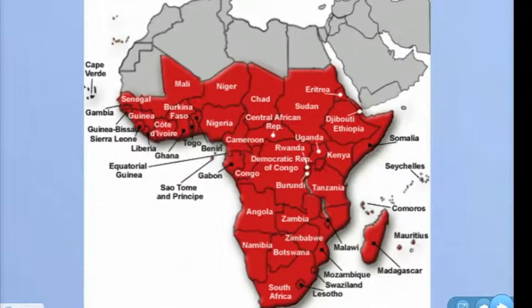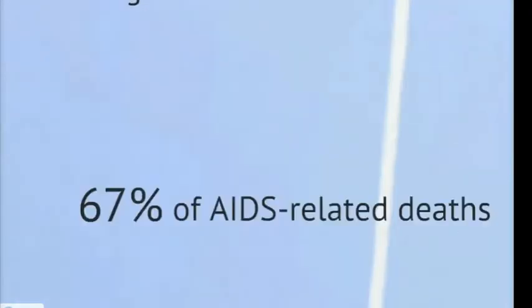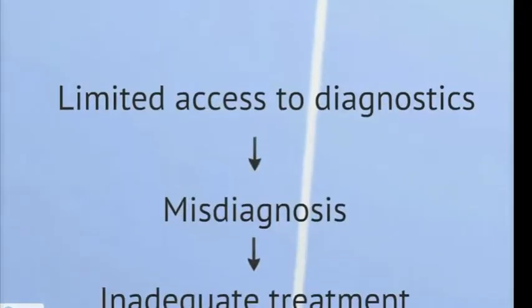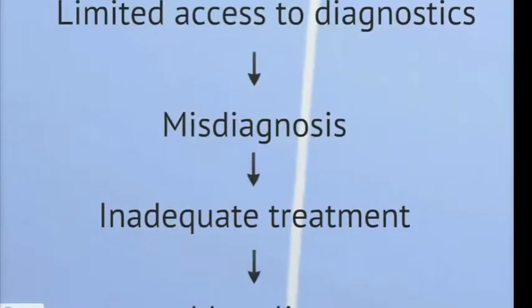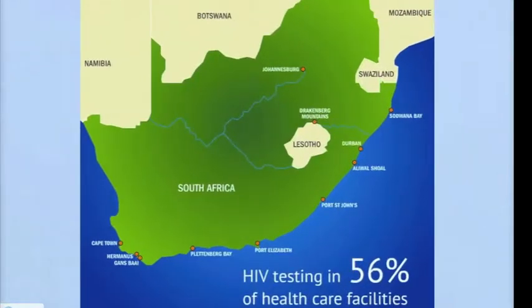In 2010, Sub-Saharan Africa accounted for approximately 68% of the worldwide population living with HIV. The region also accounted for 67% of the world's AIDS-related deaths. This is because of the limited access to reliable diagnostic testing, which then leads to misdiagnosis, inadequate treatment, and increased mortality. In South Africa alone, testing for HIV is available in only 56% of its healthcare facilities.